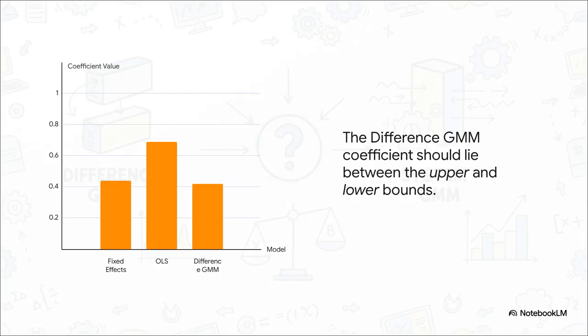So the logic is really simple. The real true answer should be somewhere between that high OLS number and that low fixed effects number. As you can see here, this creates a kind of valid zone for our result. So the million-dollar question is, where does our difference GMM estimate actually land? Inside the zone or outside?